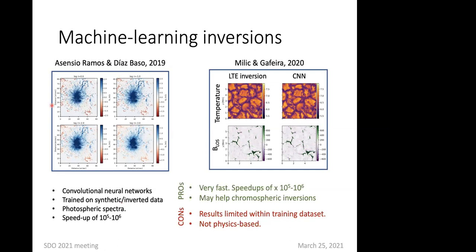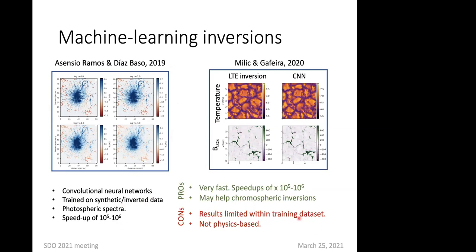So both of these papers were done on photospheric spectra. Once trained, the neural networks get a speed up of 10 to the 5 to 10 to the 6 times with respect to traditional inversions. So that's the greatest advantage of them. And they may actually be able to help with this chromospheric inverse problem, which is a lot more computationally demanding.